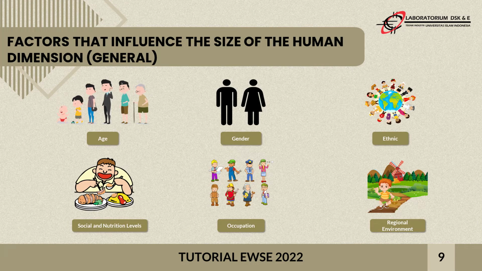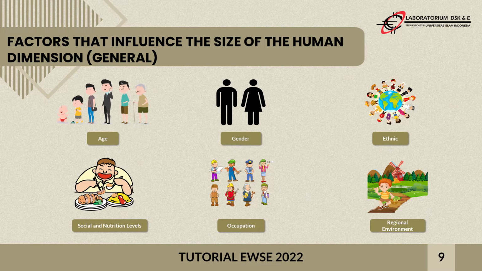These factors are divided into two: general factors and special factors. The first factor is age. It's clearly seen that age affects body dimensions, as a toddler will differ in body dimensions from adults. Second one is gender. As we know, of course, the size of the male body will be different from the size of the female body. The third is ethnic race. For example, the body size of Asians is usually smaller than that of Europeans. Next, social level and nutrition.